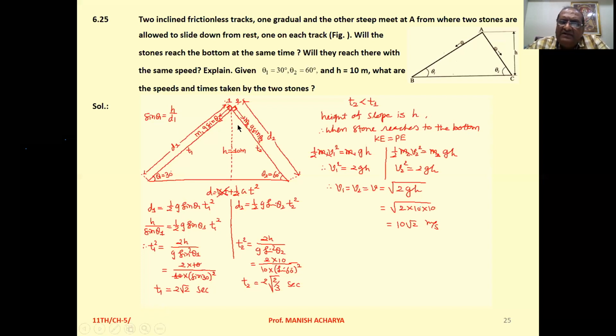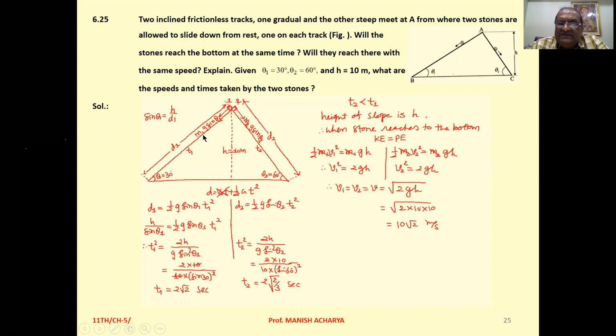So when any object is placed on the inclined plane, then parallel to the slope or parallel to the inclination, the force is mg sine theta. So if we consider stone 1, which is moving on the left hand side, having the angle of inclination theta 1 equal to 30, the force parallel to the slope is m1g sine theta 1. Similarly, for stone 2, we can write the force as m2g sine theta 2.